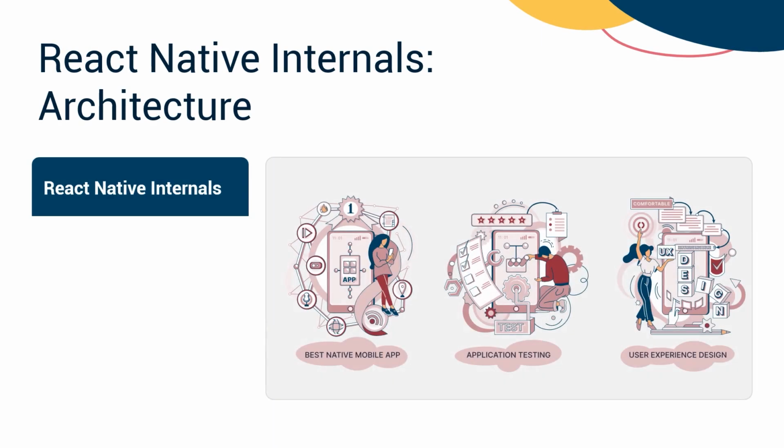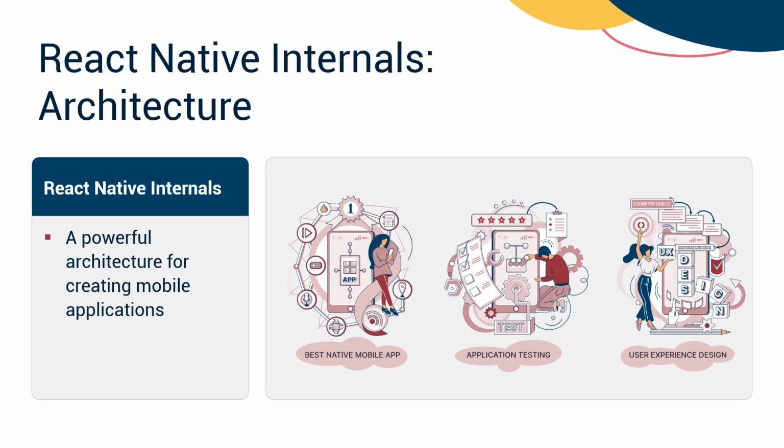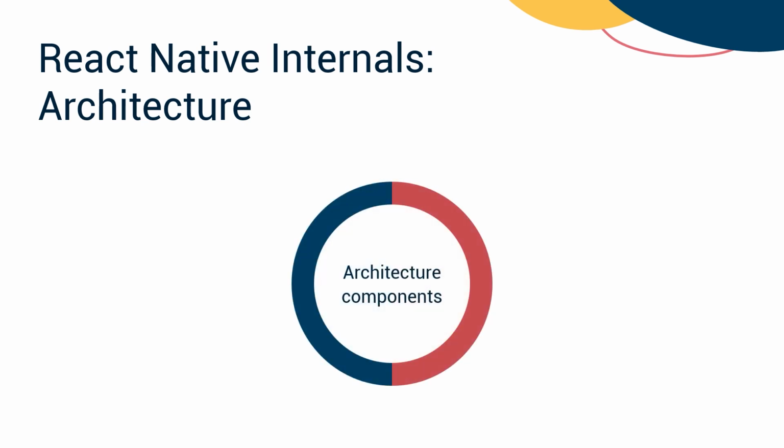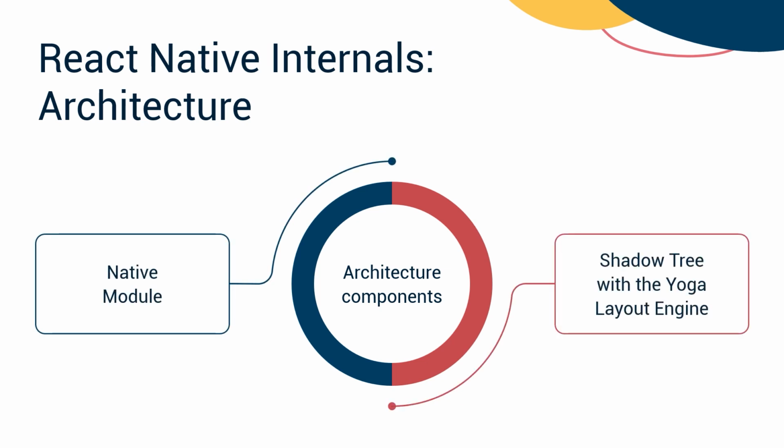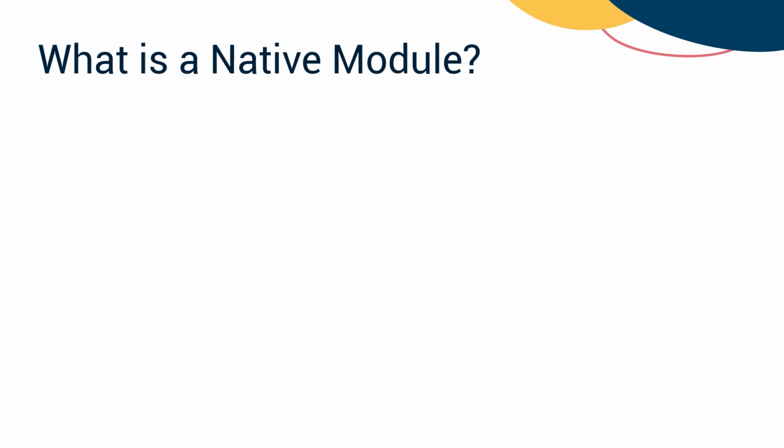React Native internals is a powerful architecture for creating mobile applications by integrating JavaScript and React on Android and iOS seamlessly. The architecture has two critical components, native module and the shadow tree with the Yoga layout engine. Understanding these components is essential to understanding React Native architecture. Let's first understand the native module component in detail.